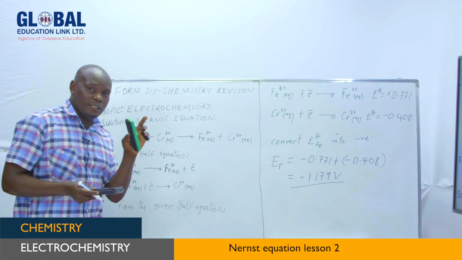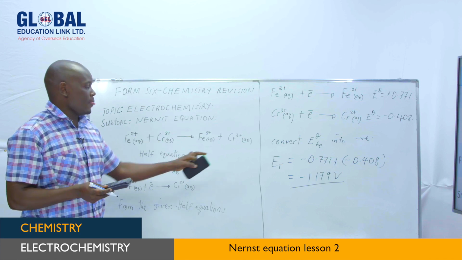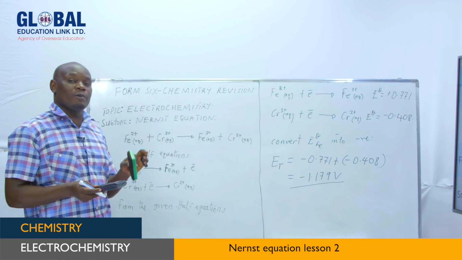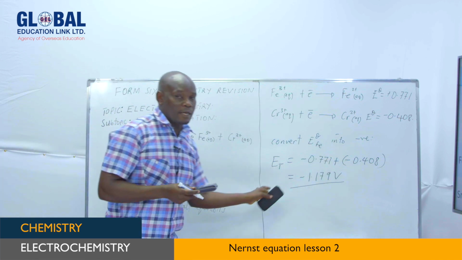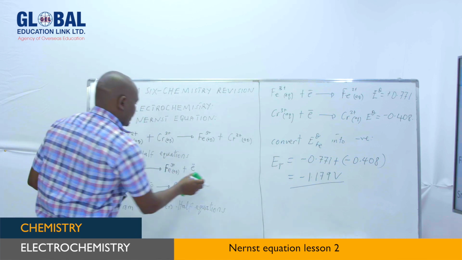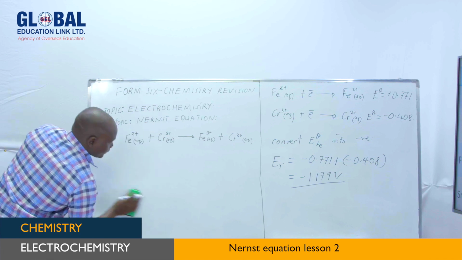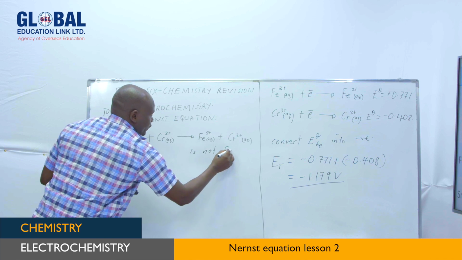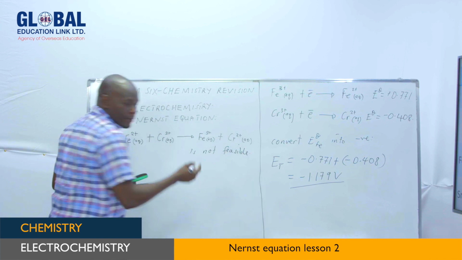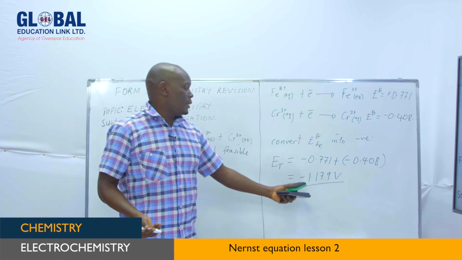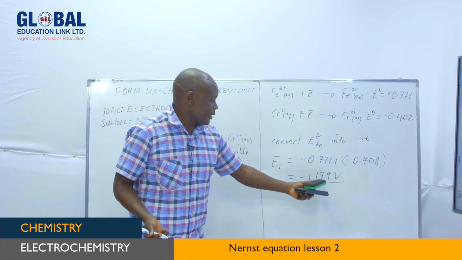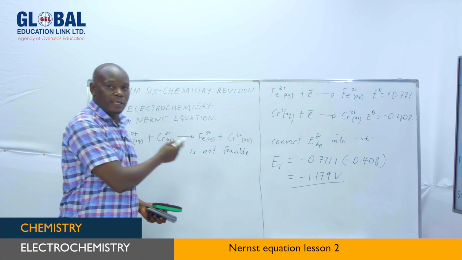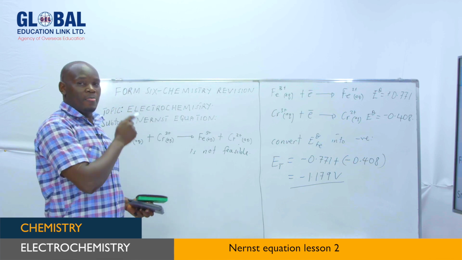Now we said that if the E total is negative, then our equation will not be feasible. If it's positive, then our equation will be feasible. So from that E total you can judge that the reaction given here is not feasible. Why not feasible? Because the E total obtained is negative 1.179 voltage. So that is how you can predict if the reaction will be feasible or will not be feasible.